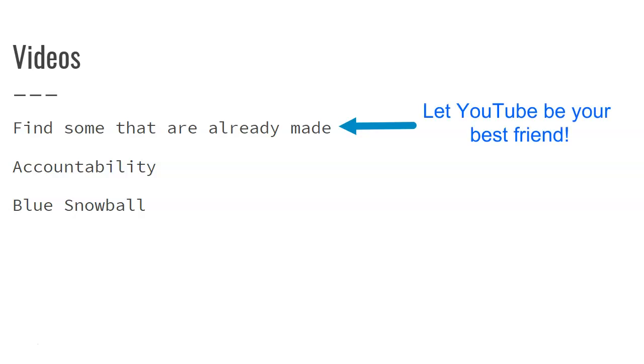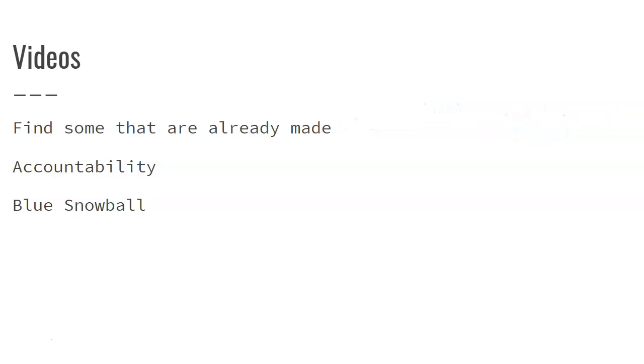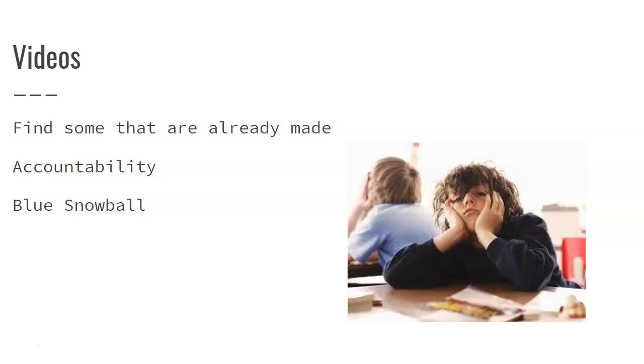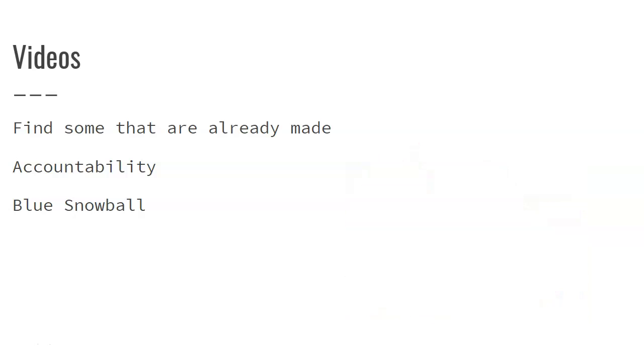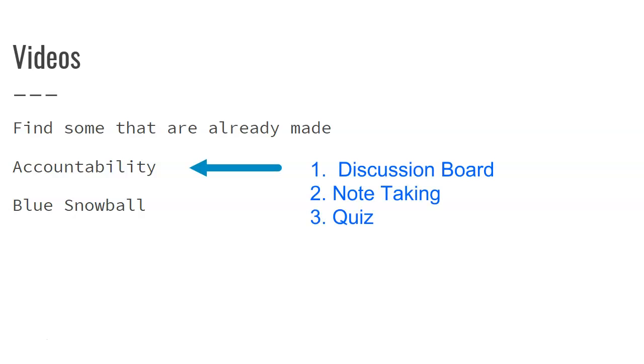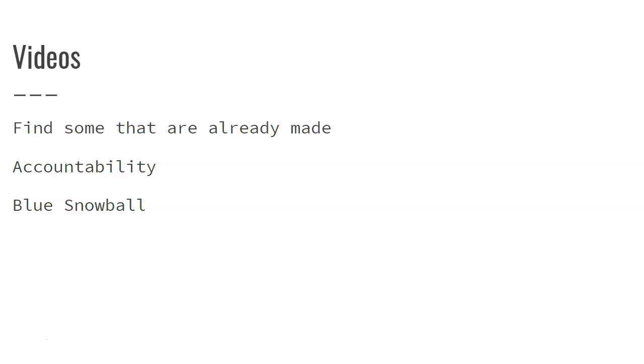Try to find videos that are already made. I think a good rule of thumb is that if a video has a lot of views, it might be something that you should check out. Make sure your videos are short. Your students will lose interest, you know that. And finally, make your students accountable for the information from the video by creating a discussion board or note-taking or some kind of activity where they're going to have to share the information that they learned from the video with you.